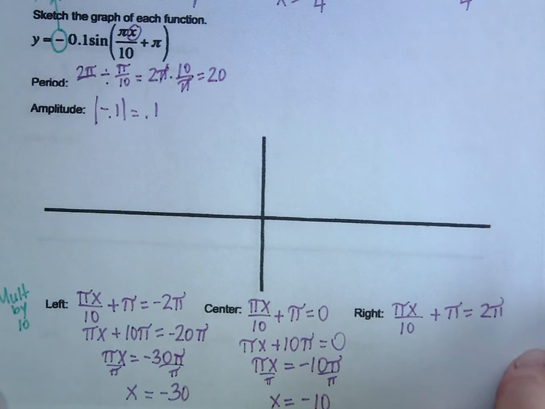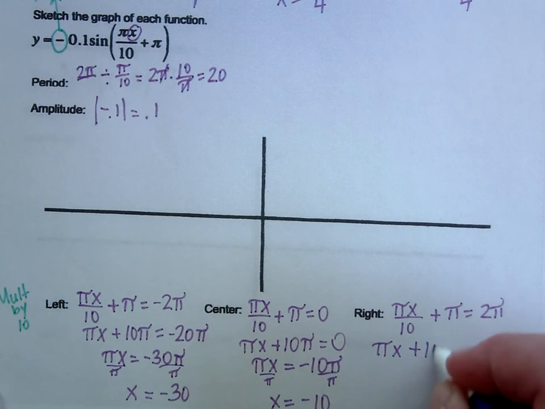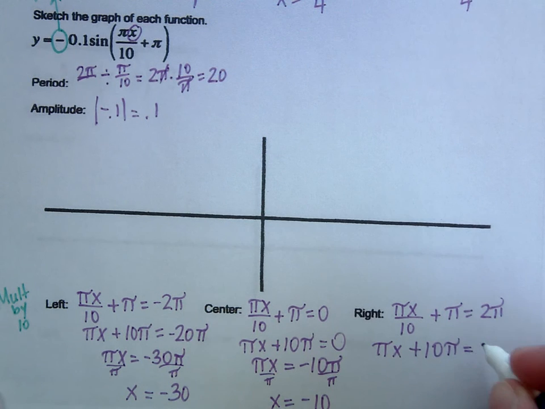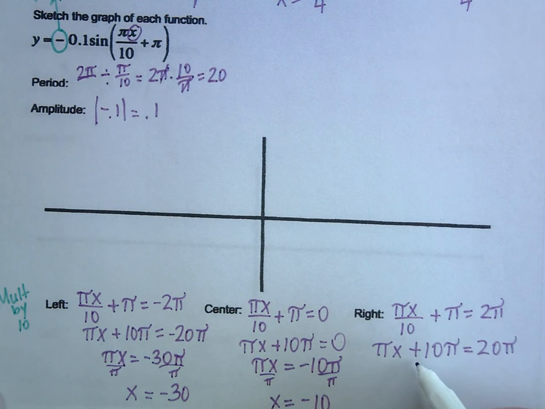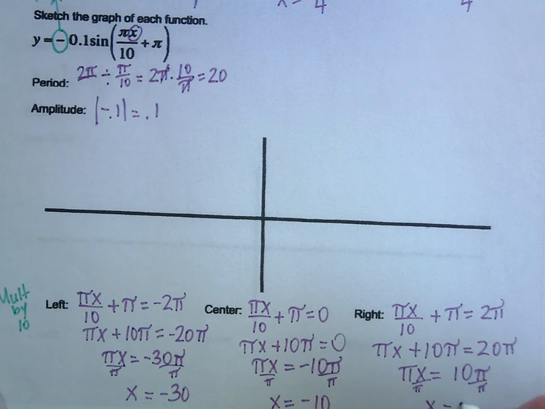Alright, last one. Same work. Pi x plus 10 pi. 10 times 2 pi is 20 pi. And if I take 10 and subtract it from 20, I have pi x on the left. I have 10 pi on the right. We can tell when we divided by pi, I got rid of the pi's. This guy is an x that's 10. And so I'm ready to set my graph up.